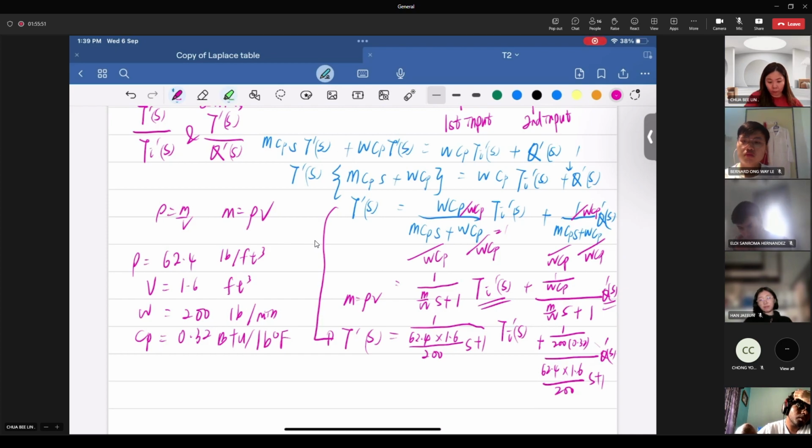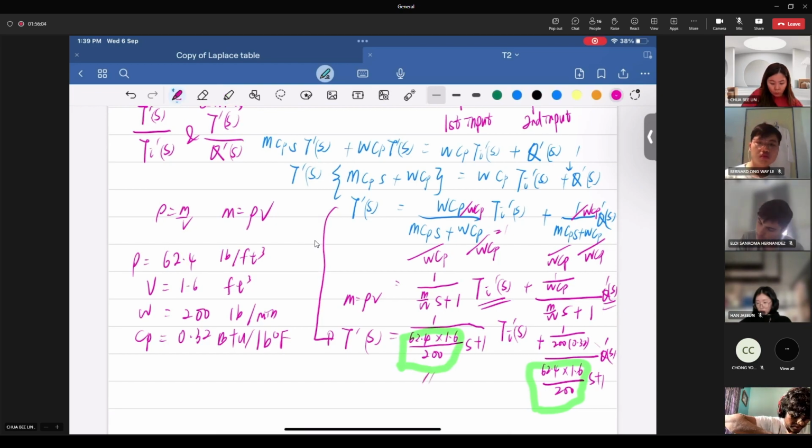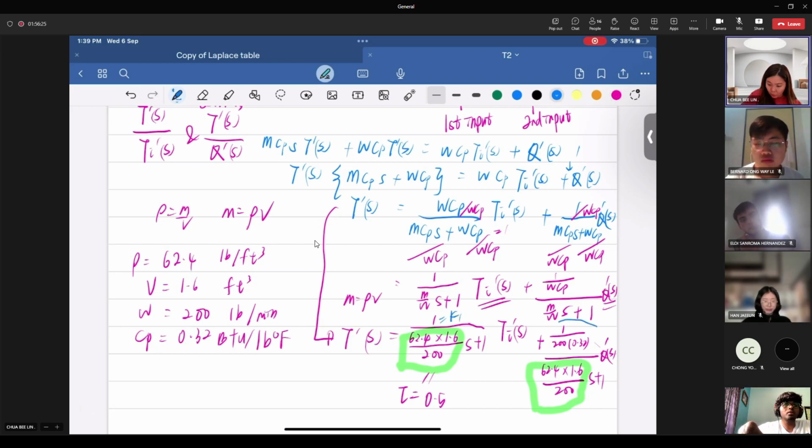So what is your tau? You can check both of the equations have the same tau. Your tau is 0.5. But you have different K for this one. This is your K1 and this is your K2. Your K1 is 1, your K2 is 0.0156. Okay, done.